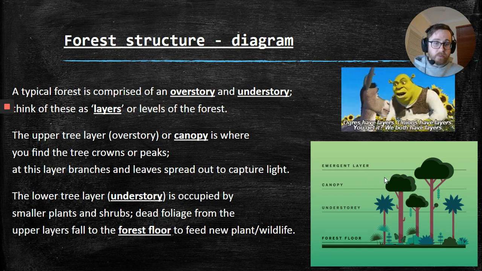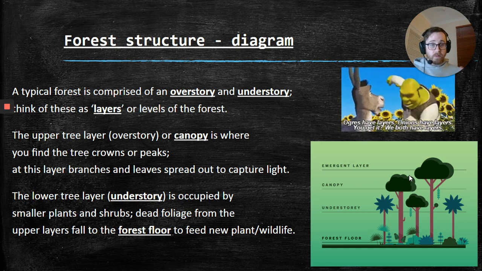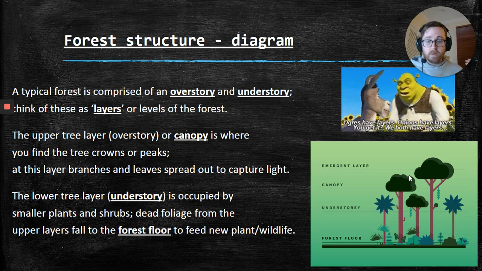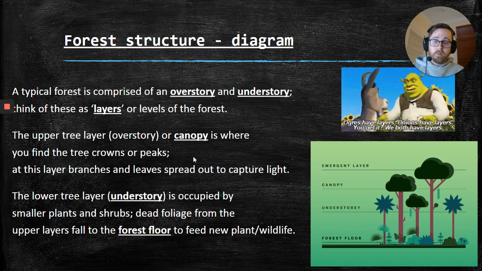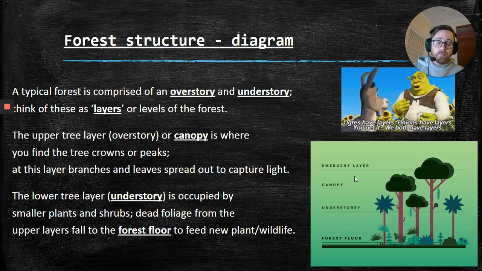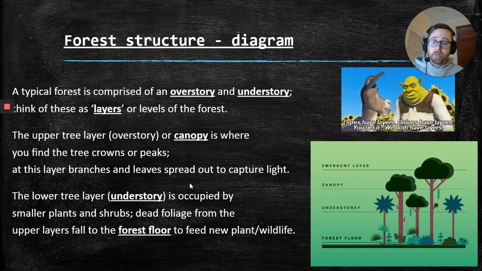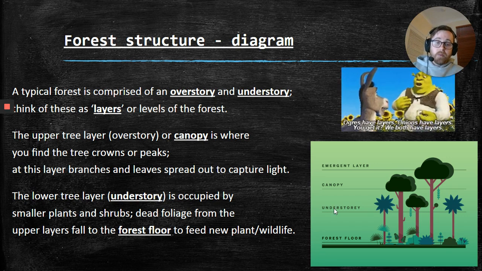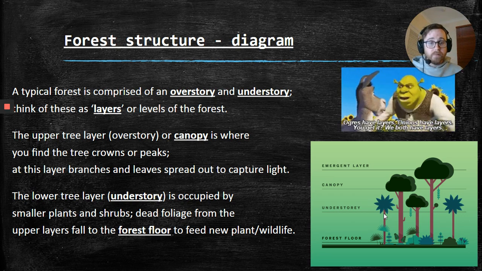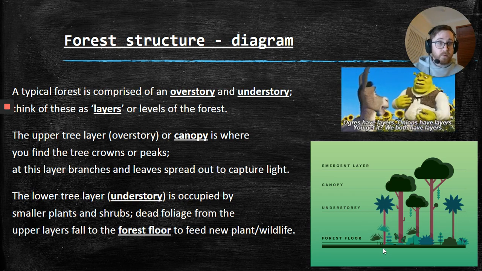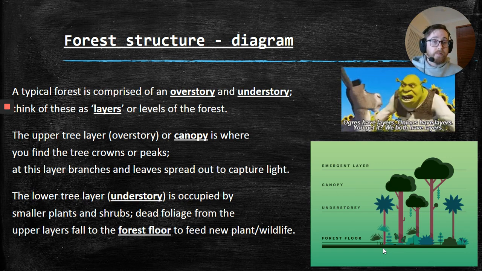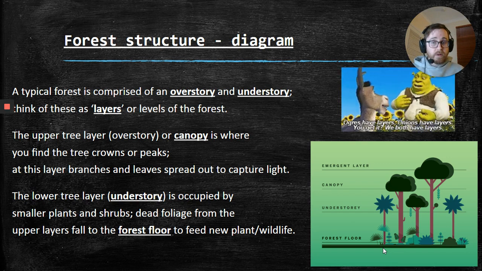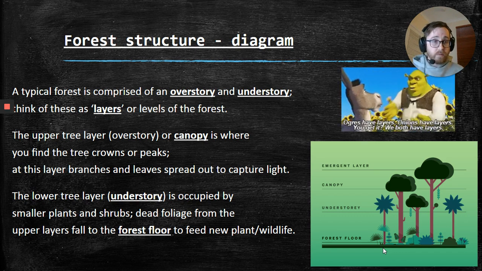The canopy is where I'm looking though. So that's where the majority of these trees, their crown or their peak, so the tippy top of those trees, is going to be found in the overstory. At this layer, branches and leaves spread out to capture light. The lower layer, the understory, is occupied by smaller plants. You've got some shrubs as well. Dead foliage, dead plant life will fall from the upper layer to the forest floor, and that will feed new plant and wildlife.